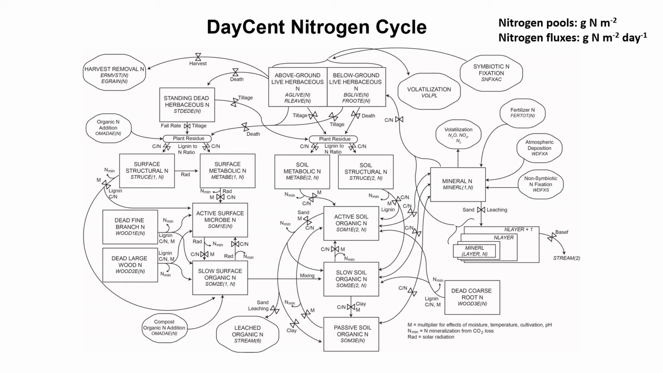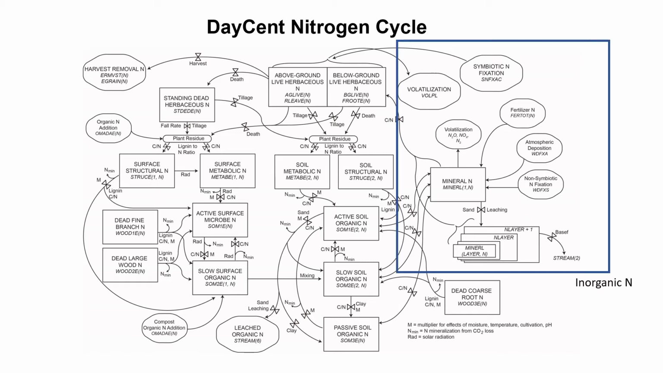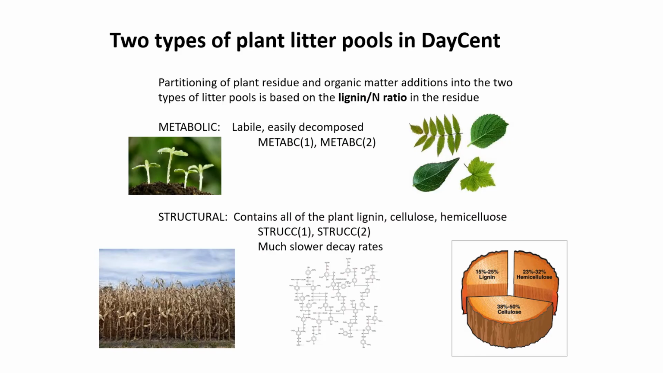What's different about the nitrogen cycle is that not only do you have to consider the organic nitrogen that's cycling through the system, but also its interaction with the inorganic nitrogen pools and fluxes. Because plants take up inorganic nitrogen, and soils, when they decompose, release inorganic nitrogen, it adds to the complexity of the nitrogen cycle.